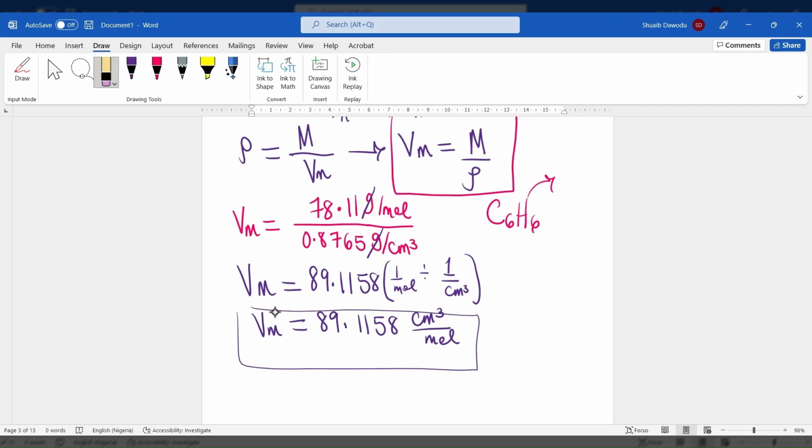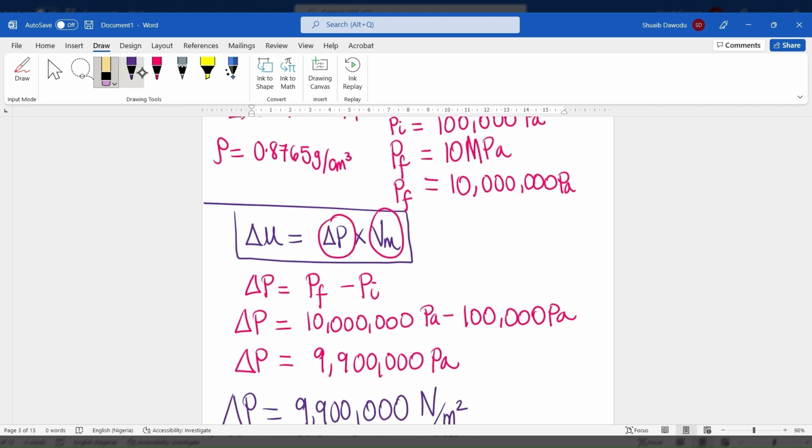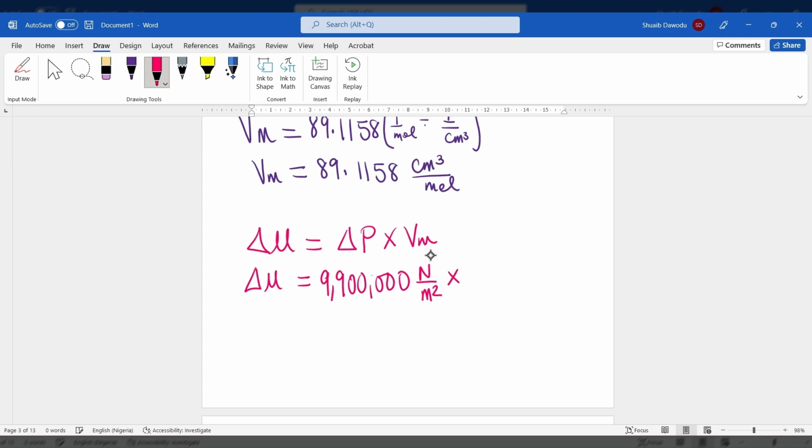Knowing this, we can now go ahead and substitute. We were asked to find the chemical potential. So all the other processes we did were just to find the information we need in order to find the chemical potential. The chemical potential, let's not forget, is simply the change in pressure times the molar volume. So the change in chemical potential: the change in pressure is 9,900,000 Newton per meter squared, times the molar volume, which is 89.1158 centimeter cube per mole.